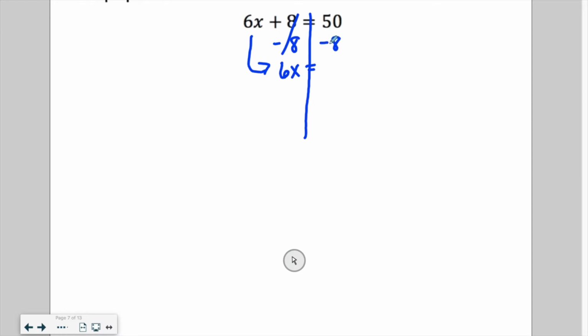Then you have 50 minus 8, which is 42. And then the inverse of multiplying would be division. So we divide by 6 on both sides, leaving us with 42 divided by 6, which is 7. So work with your adding, subtracting first, and then do your division last.